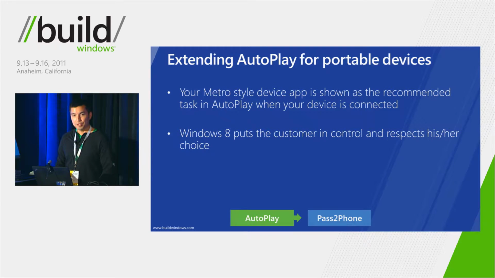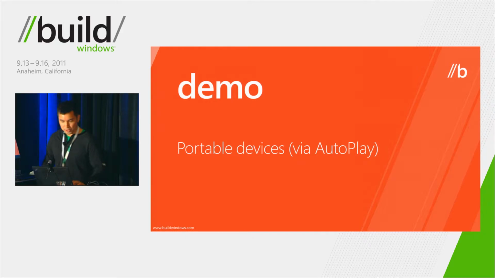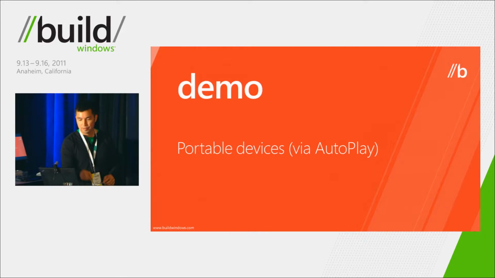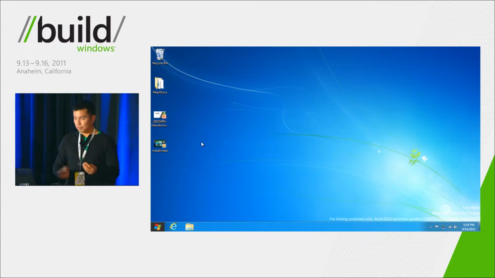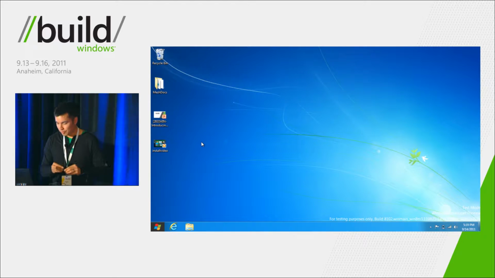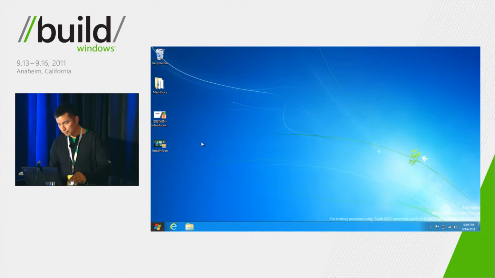Once the user makes that choice, Windows will respect that. So let's go back to the demo machine that I'm now mildly dreading and see how this works. In this case, I'm going to take this phone. This is a Windows-compatible phone. We've had it now for at least a year in the office. And I'm going to plug it into Windows.